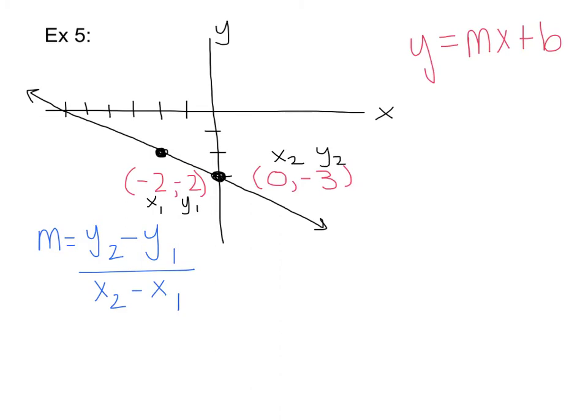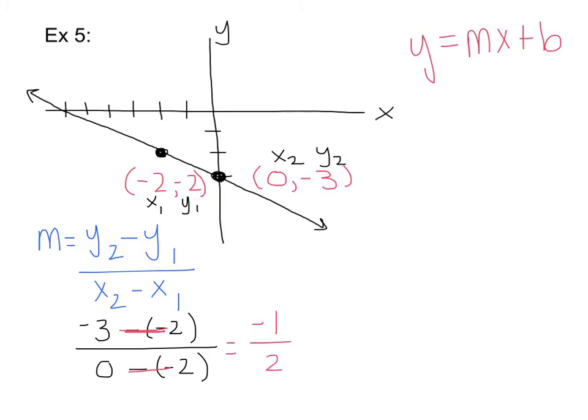So I'm going to do negative 3 minus negative 2 divided by 0 minus negative 2. Again, a negative and a negative make a positive. So negative 3 plus 2 gives me negative 1, and 0 plus 2 gives me 2. So I have a slope of negative 1/2. And if you were to count the rise over the run from here to here, you went down 1 and to the right 2.